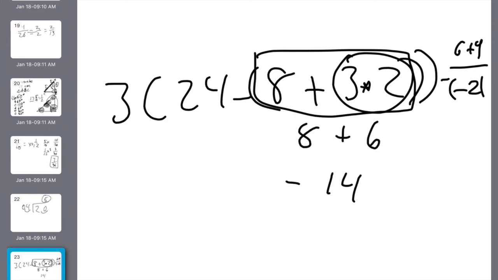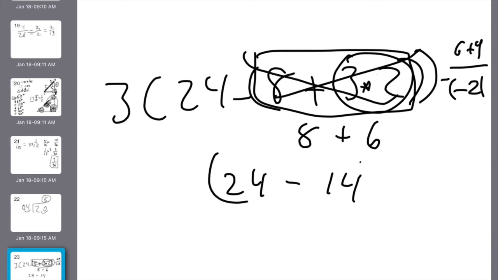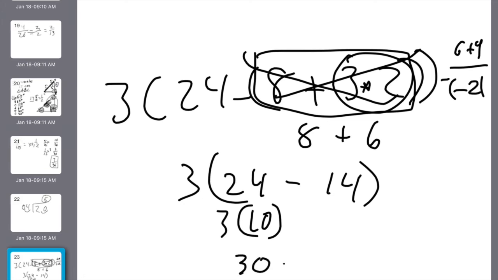So I start there. 3 times 2 is 6, plus 8 is 14, minus 24. So I'm done with the first set of parentheses, guys. Now I got this next set of parentheses, and I have a 3 next to it. So now I have 24 minus 14 is 10. Parentheses next to that means multiply. I'm at 30. I do all that minus, now here, 6 plus 4 is 10.